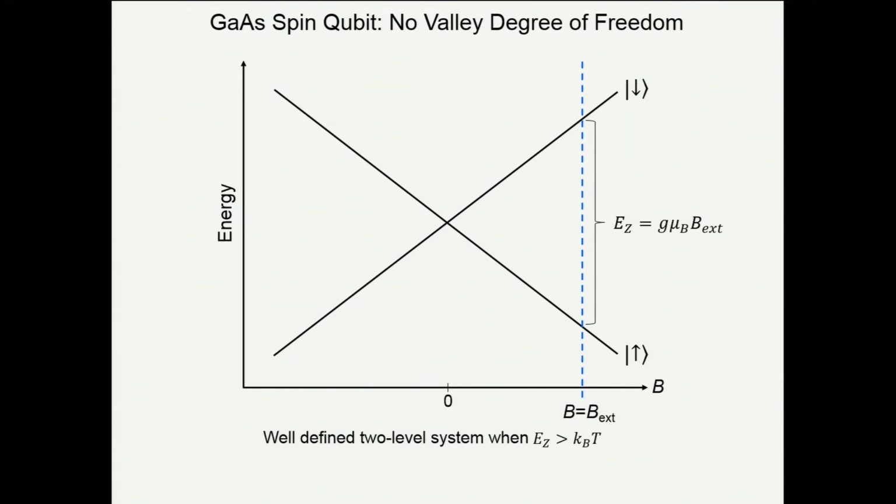Let me explain why this is important. If we want to make a qubit, we just want to have spin up and spin down as our basis states, just a simple 2-level system. And this is what happens in gallium arsenide, where you just have one electron and no valley physics. You apply an external magnetic field, you have Zeeman splitting, which gives you an energy difference between spin up and spin down.